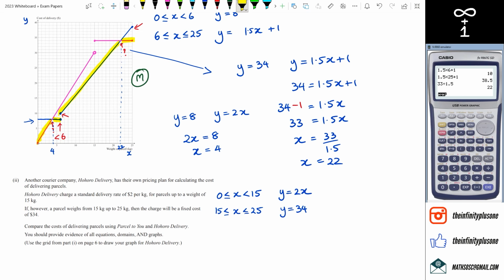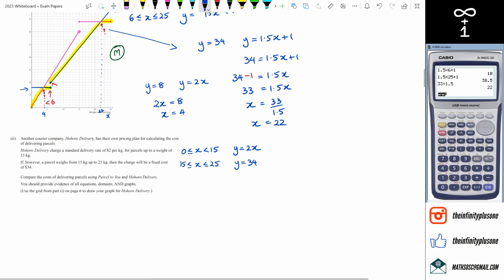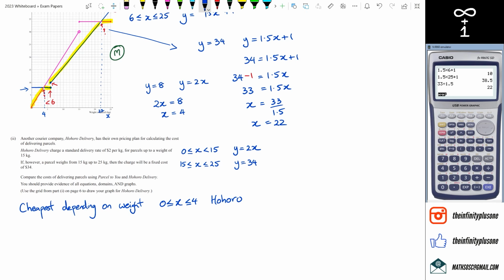So for the best option, you can mention that it's basically the cheapest depending on weight. So between 0 to 4, you probably want to go with Hohoro. Between 4 to 22, you want to go with Parcels to You. And then between 22 to 25, you want to go back with Hohoro.